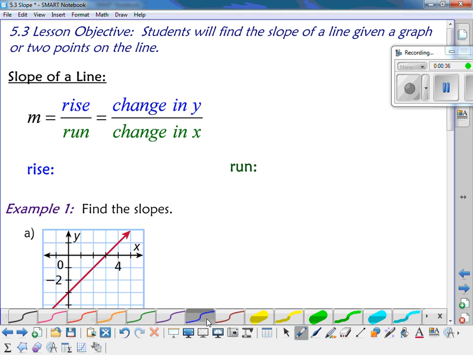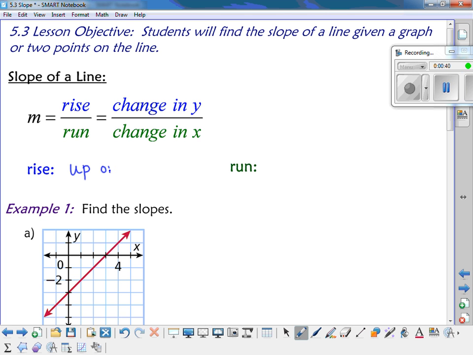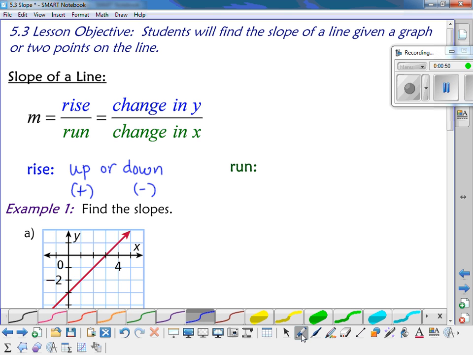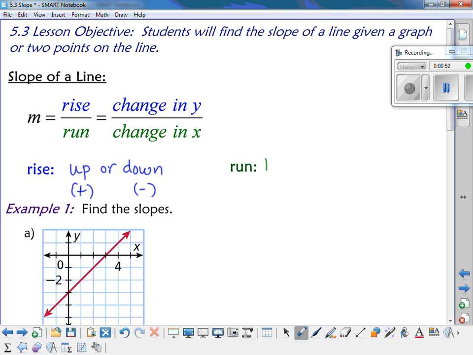So rise is talking about up or down. If you go up, your rise is positive. If you go down, your rise is negative. And then run is left or right. Left would be a negative slope, and right would be a positive slope.